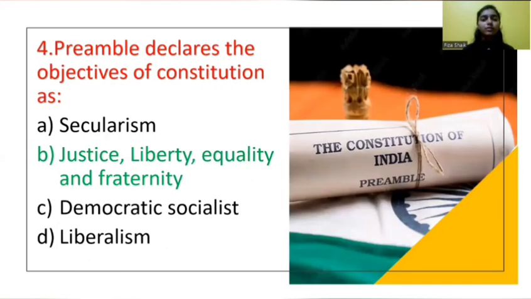Question number 4. Preamble declares the objectives of Constitution as option A, secularism, option B, justice, liberty, equality, and fraternity, option C, democratic socialist, and option D, liberalism. So as we discussed the preamble, the correct option is option B.